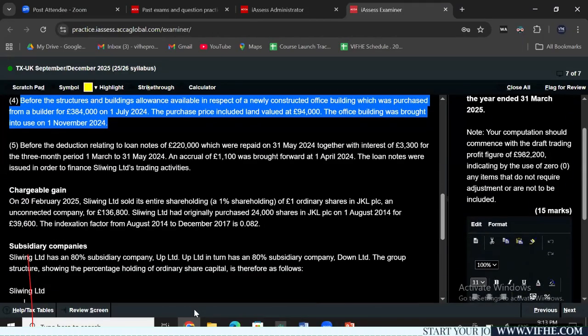Now we have the fifth point, and after the fifth point, I'll end the session here.